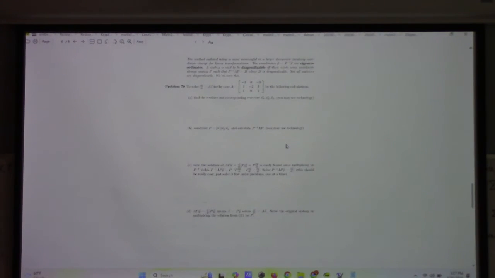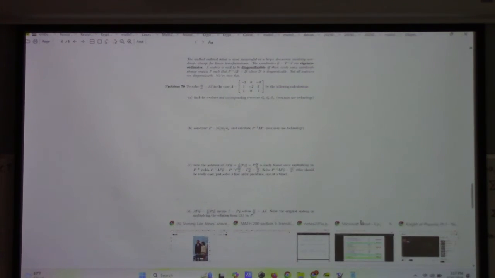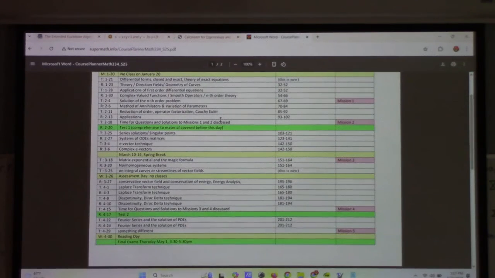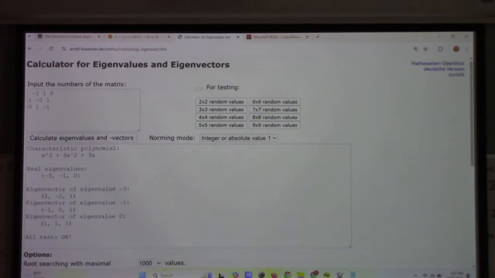Like that, and also to calculate the inverse of a 3 by 3, because you're supposed to calculate P inverse AP in that problem. So how do you find the inverse of a 3 by 3 matrix? So yeah, I like this website for finding eigenvectors, eigenvalues. I'll try to make an announcement in this class with the links to these two websites I'm talking about.